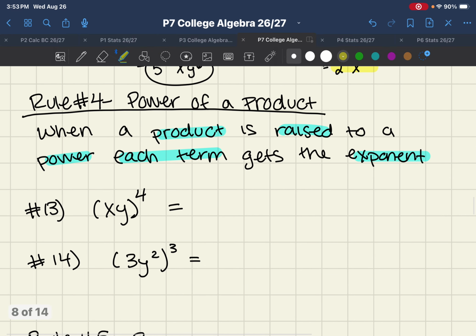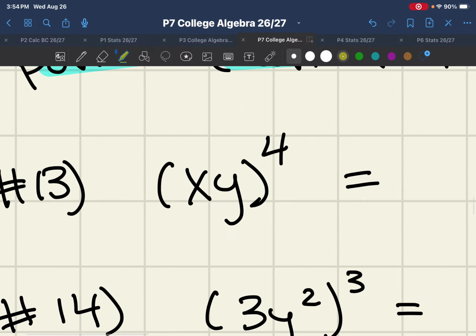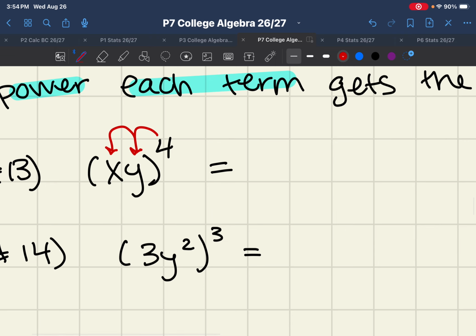Okay, rule number 4, power of a product. This is similar to what we were doing in power to a power. It says when a product is raised to a power, each term gets the exponent. So it's more practice of what we were doing above. So this is (x times y) to the 4th power. This 4 is going to go to the x and the y. So this is the same as saying x to the 4th power, y to the 4th power.